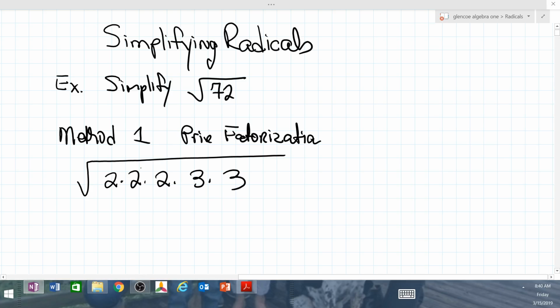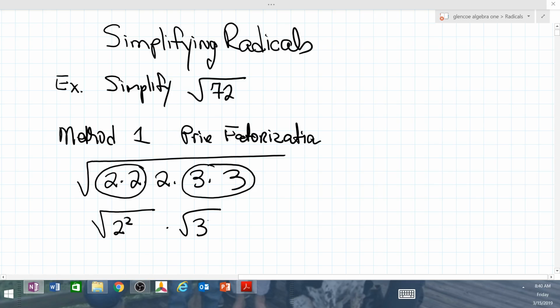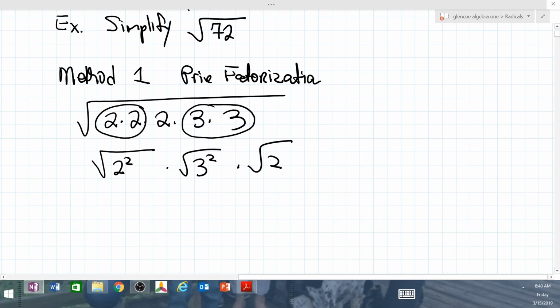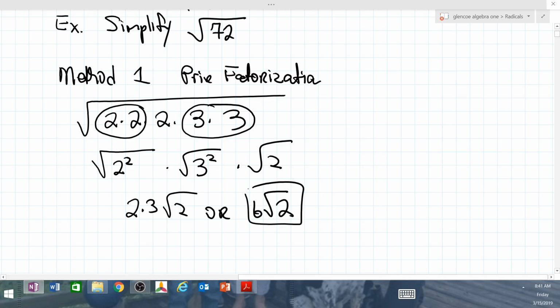So now we're looking for pairs. I have a pair of 2's and I have a pair of 3's. Or we could say it's like saying radical 2 squared times radical 2 squared times radical 3 squared times radical 2, which would be 2 times 3 square roots of 2, or 6 radical 2.